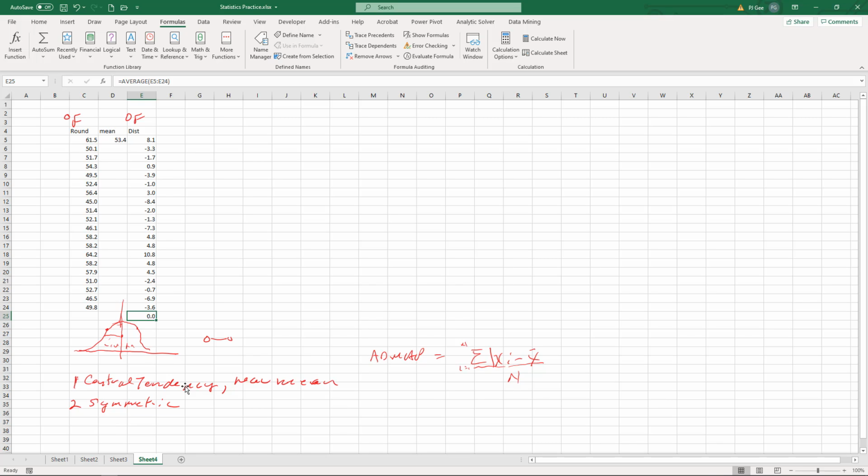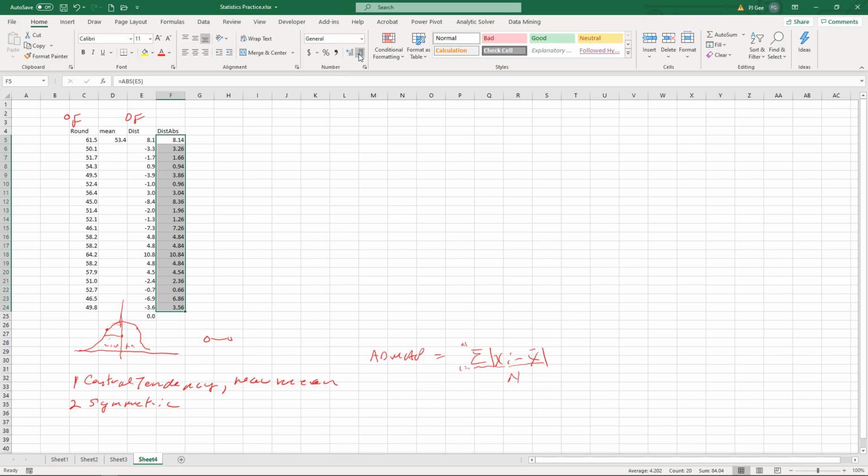Okay, so what if we just take the absolute value of that? Okay, so instead of just taking the distance, this is going to be distance absolute. So we're going to do equals absolute of this cell. We're just going to turn another column here. All these numbers, we're just going to turn into the same number. I'm just going to knock down the number of decimal points displayed so you can tell. Okay, so you see every negative number, we just took the absolute. That's wonderful. Okay, so I'm just going to drag my average formula over here. And now I can say that the average distance to the mean of all the points is 4.2.